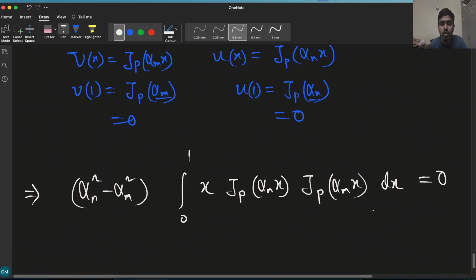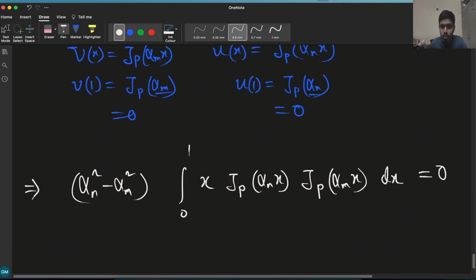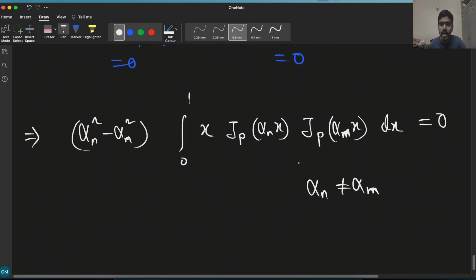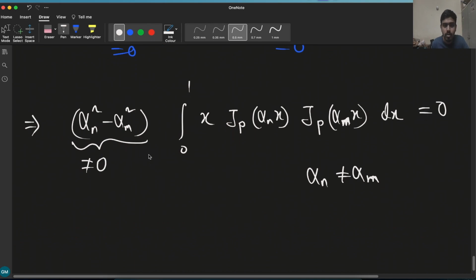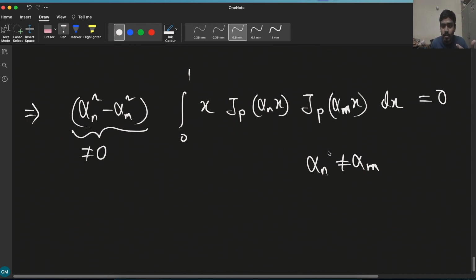And now we have already assumed that we will be considering two different zeros, right? So that means that alpha n is not equal to alpha m. So in that case, this Jp of alpha n x and Jp of alpha m x will be orthogonal, subject to this weight factor. And in that case, this alpha n square minus alpha m square is not equal to 0. So the only result we can have from there is that this integration should be equal to 0.